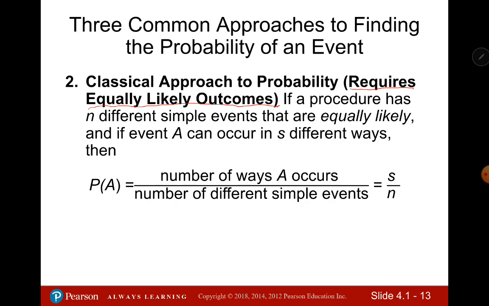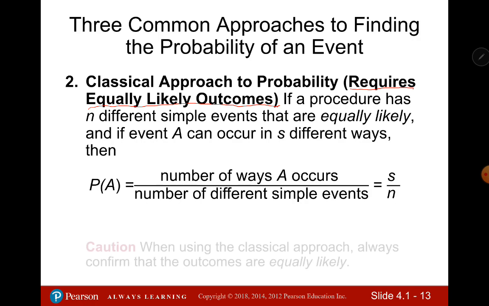In this formula, the numerator shows us the number of ways A occurs, divided by the number of different simple events. So we can say that's kind of like the size of our sample space. So we use s divided by n to represent this method, the classical approach. Later, we will talk about the examples.